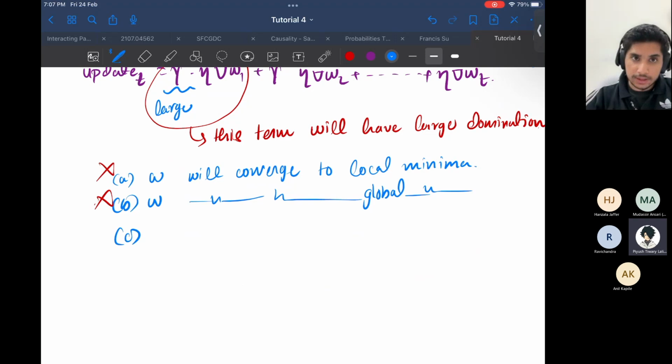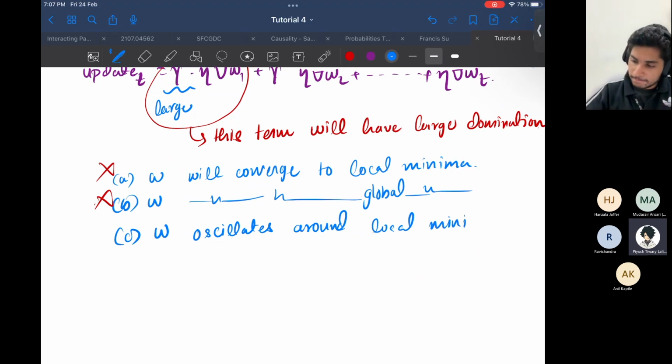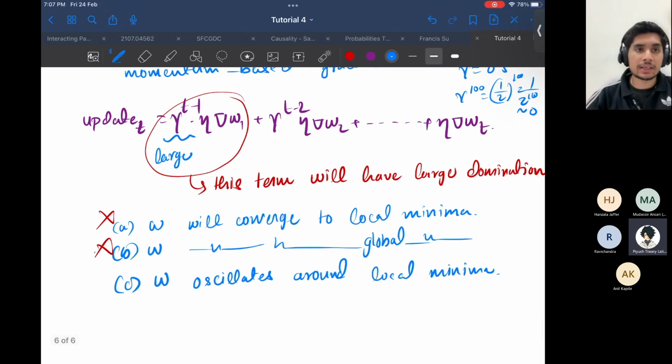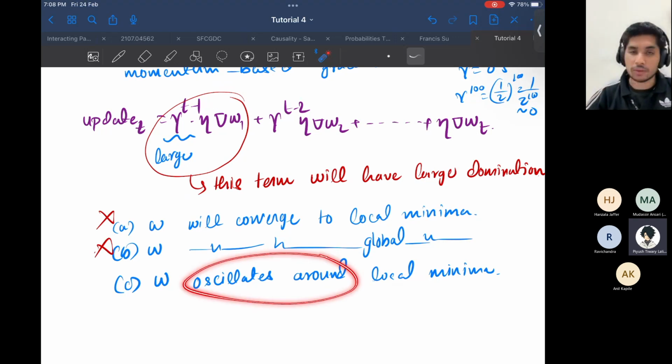Third option C is, W oscillates around local minimum. Again, for this also we don't have any substantial evidence. First of all, we don't know whether we are close to a local minima or not. That is the first thing. So I don't know if I'm closer to local minima or not. And on top of that, this option is saying that I will oscillate around it.